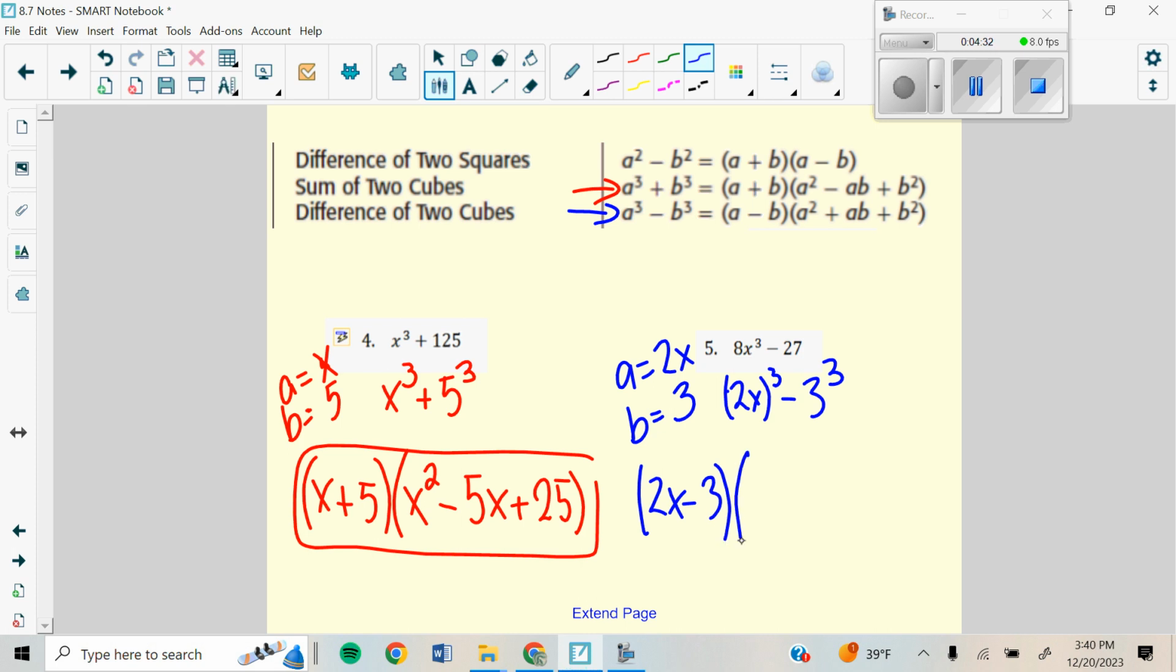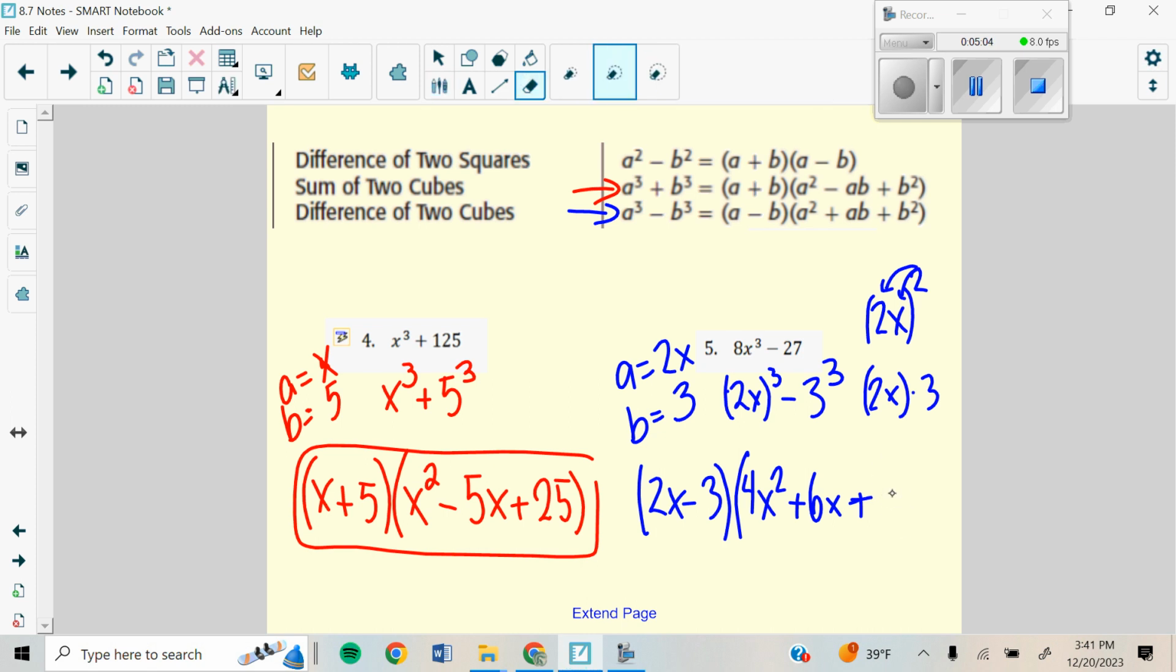And then in my second parentheses, now it says a squared. So I'm taking 2x and I'm squaring it. So you have to distribute that into both of them. And here we distribute. There's no plus or minus in there. So we get 4x squared minus a times b. So that's 2x times 3. So I get 6x, and then, oops, that was a plus. And then I get plus b squared, and 3 is b. Oops. So 3 squared gives me 9.